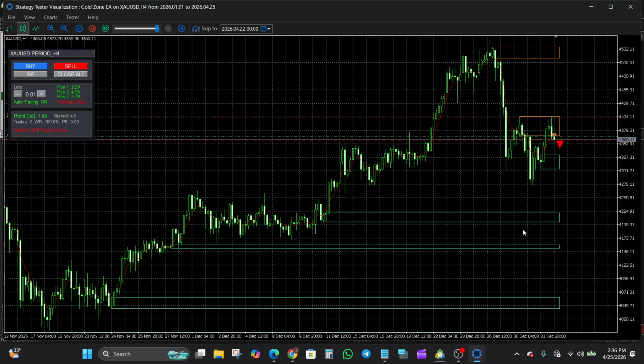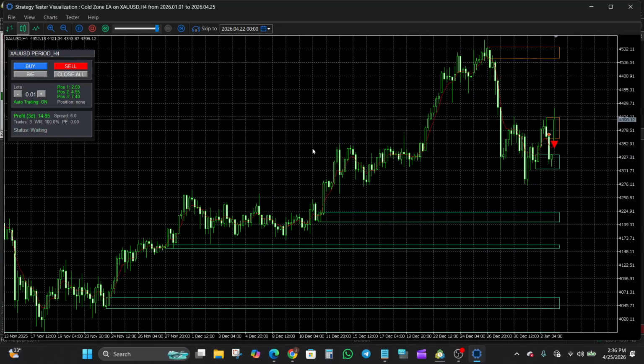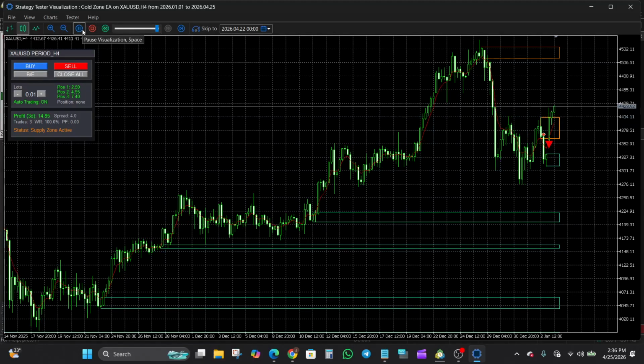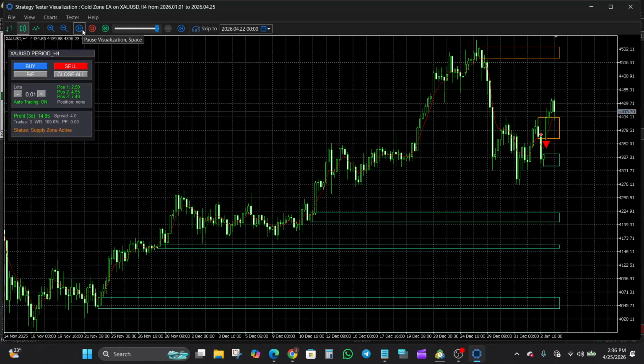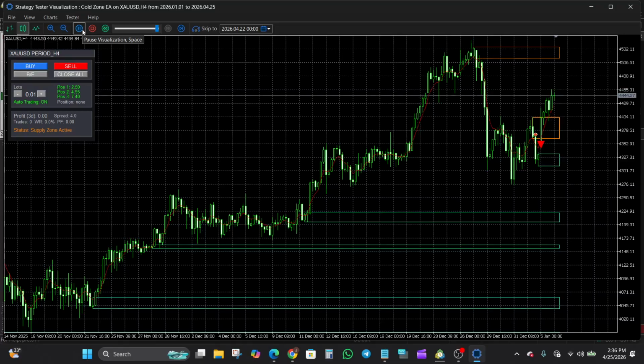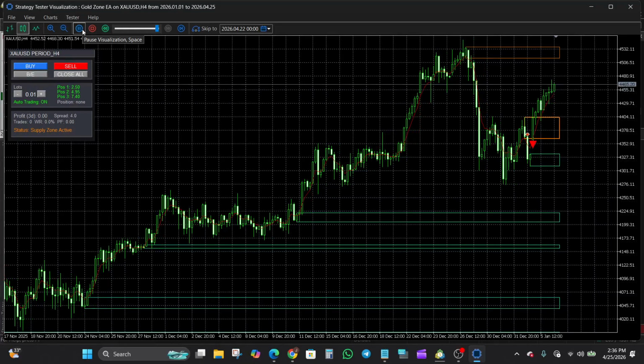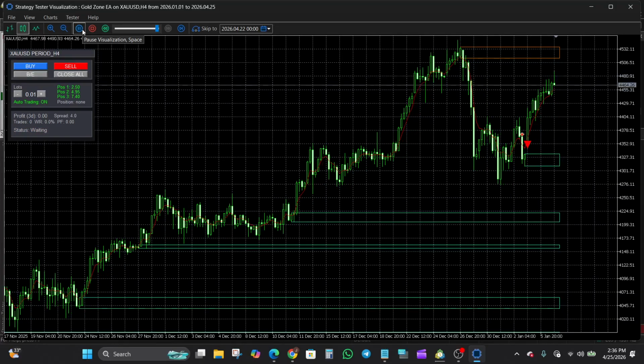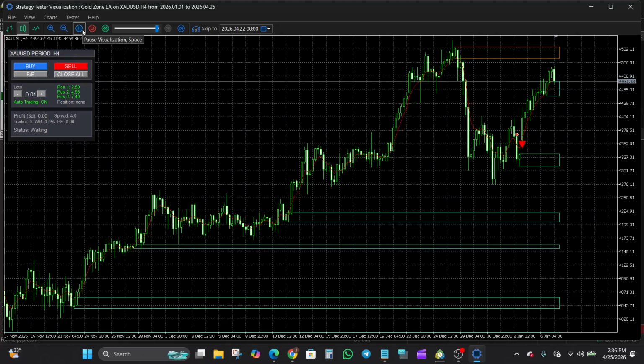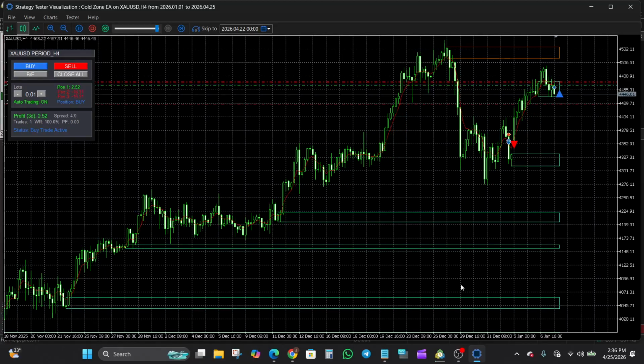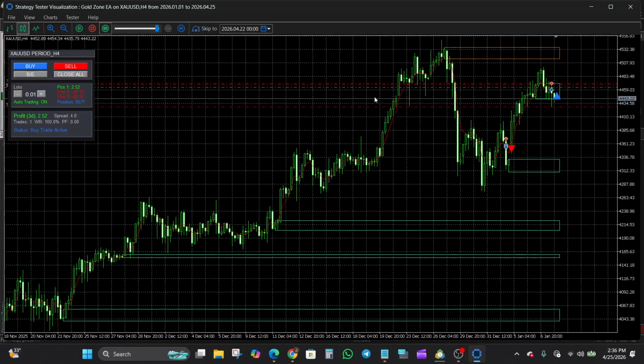Okay, so trades are already starting to come in. All right, we can see that the expert advisor is active and looking for opportunities. Okay, we can see all these zones, the supply and demand zones, already being highlighted by the expert advisor.